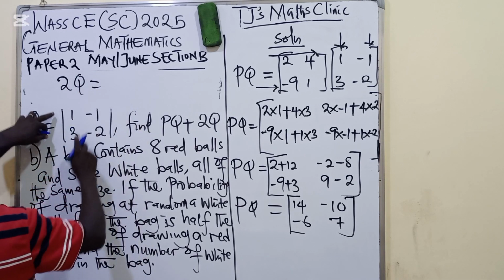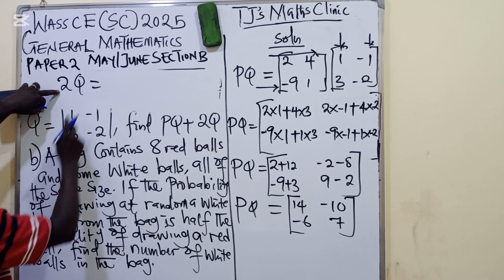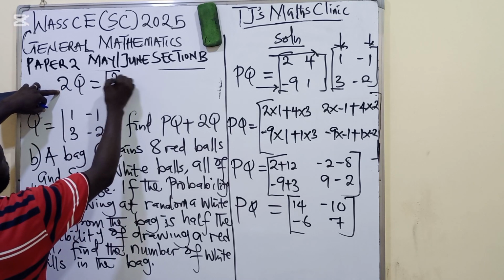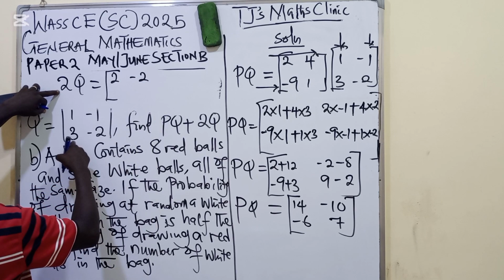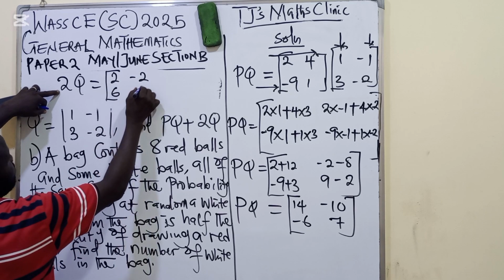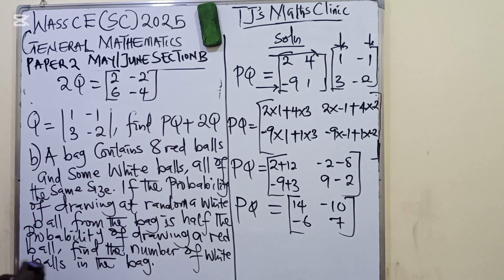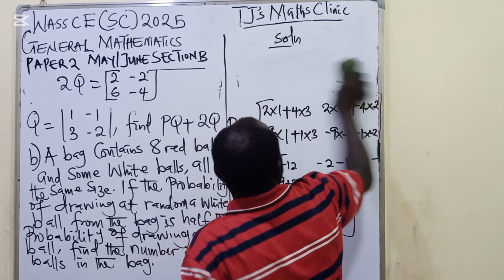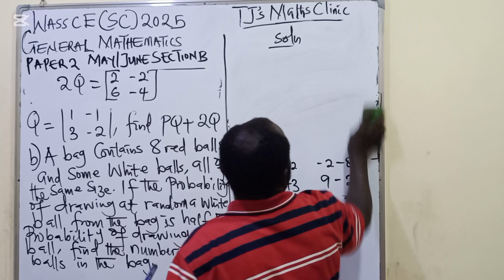We distribute these 2 over this. It will now be 2 minus 2, 2 times 3, that's 6, then minus 4. So we can now relate this information. Let's clean here to achieve that.